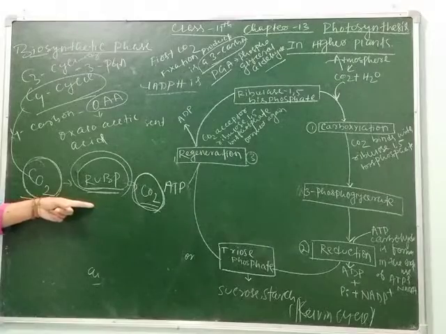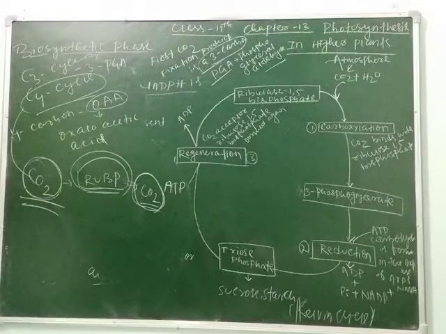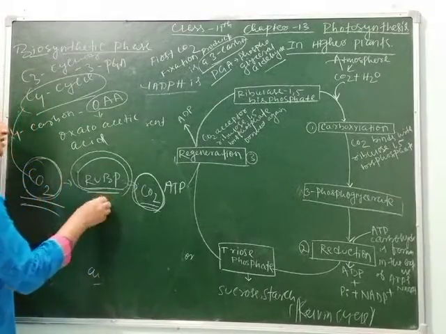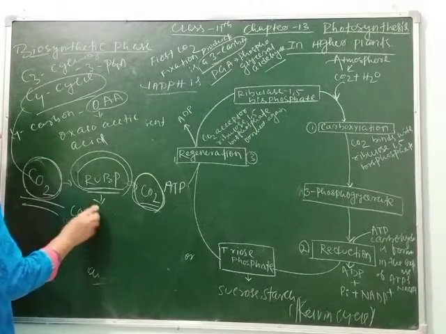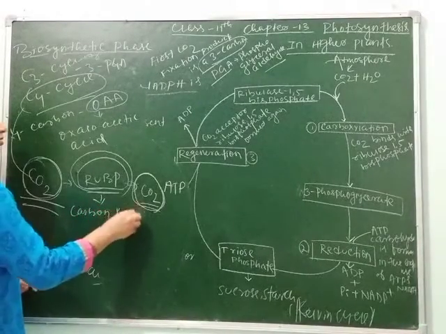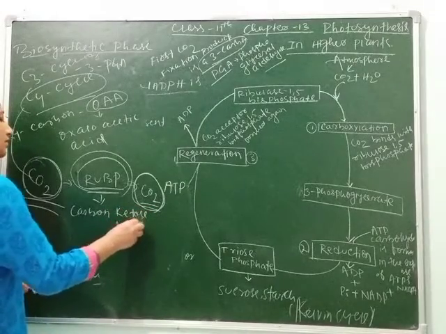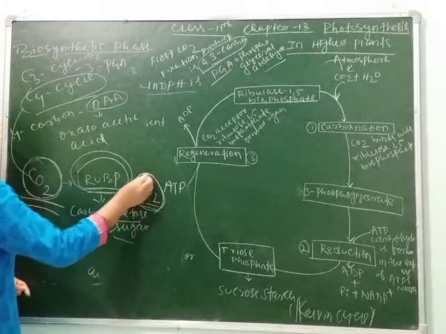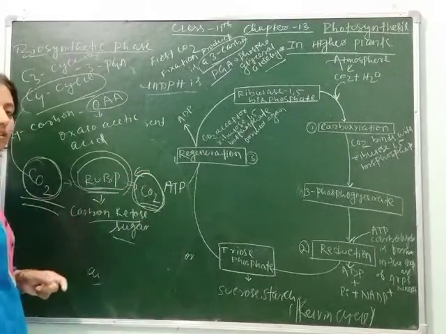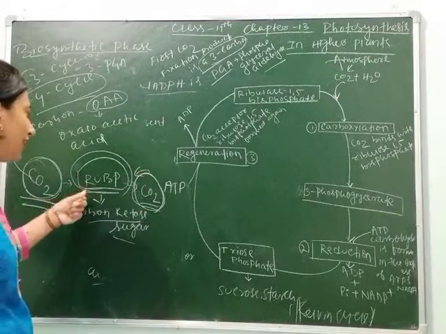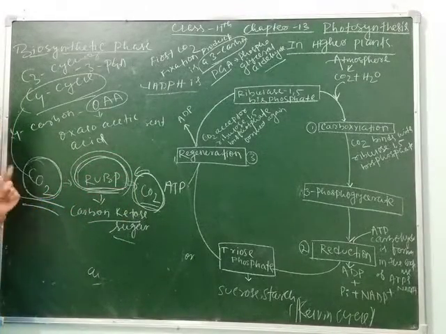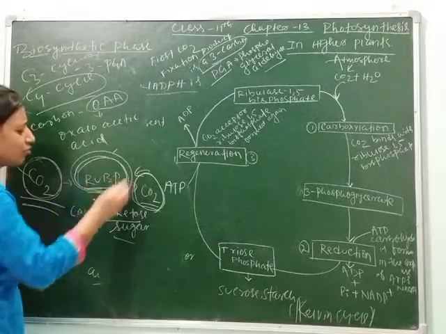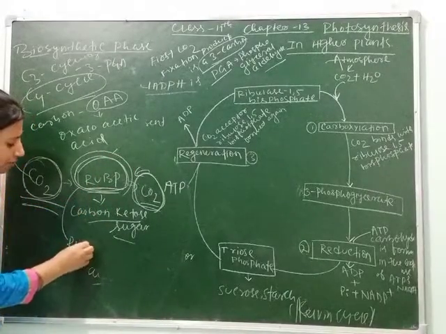That's why we can say ribulose bisphosphate. Clear? Ribulose bisphosphate is a 5 carbon ketose sugar, and this receives the CO2. It means the production of glucose or sugar begins with RuBP, and here the enzyme used is called Rubisco.